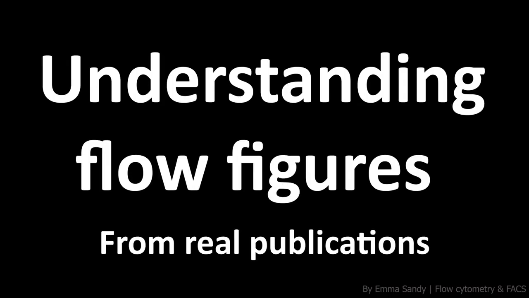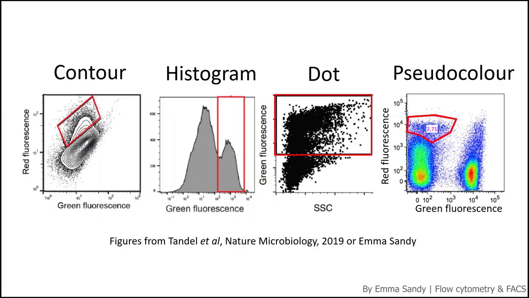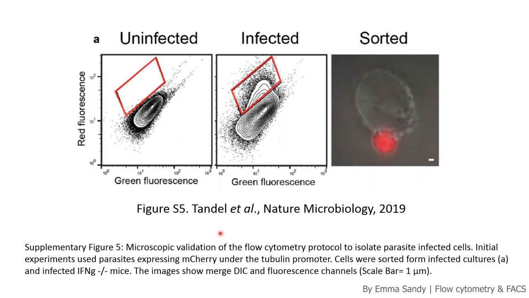So now we'll talk you through understanding flow figures from real publications and introduce the types of figures that you're likely to see. First we've got a contour plot, and here the authors were sorting for cells that are infected with a red fluorescent parasite. On the y-axis we have red fluorescence, which the infected cells will be higher for, but remember that the uninfected cells will also have some background autofluorescence.